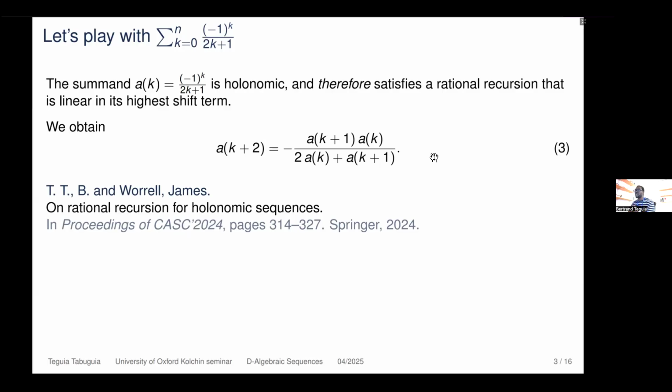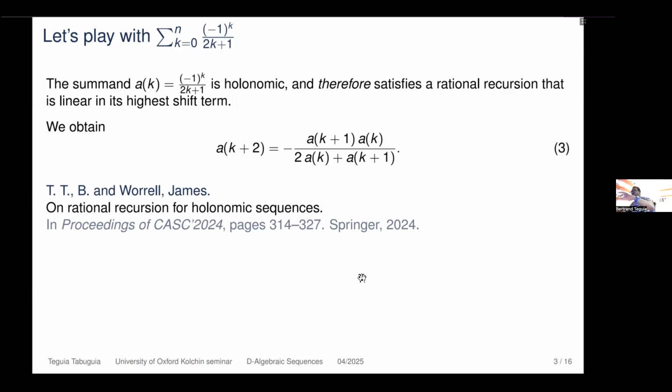The result of this paper, jointly with James Burrell, says that if you are given a linear recurrence relation with polynomial coefficients, with D the maximum degree of the polynomial coefficients and R the order, then you're always able to compute a rational recursive relation like this one, where the order will be R plus D. A quite nice result, I would say. Then we apply this, and we obtain this rational recursion.